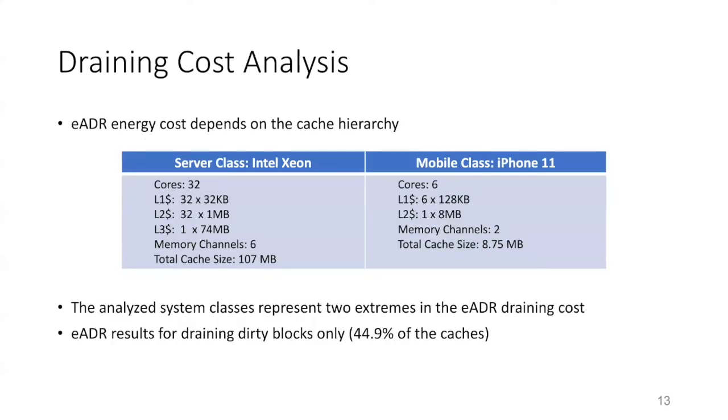For EADR, the draining cost depends on the cache hierarchy because this is the thing that needs to be drained when the crash happens. Because of that, we looked into two different extremes of the system when it comes to the cache size. One as a server class and the other as a mobile phone.